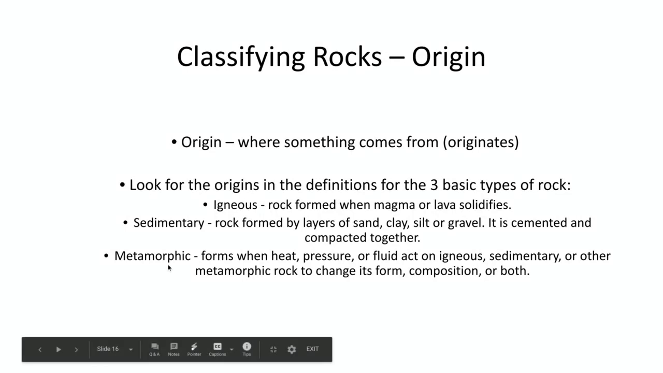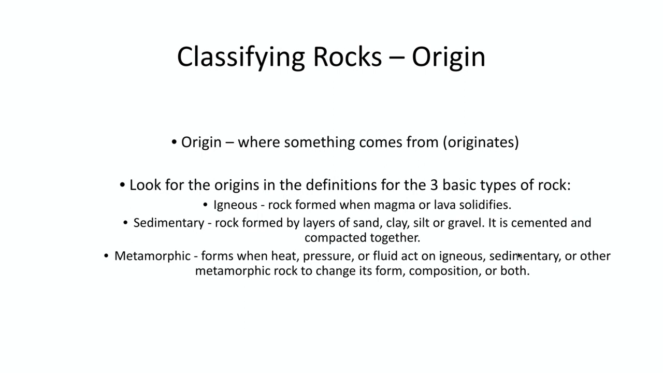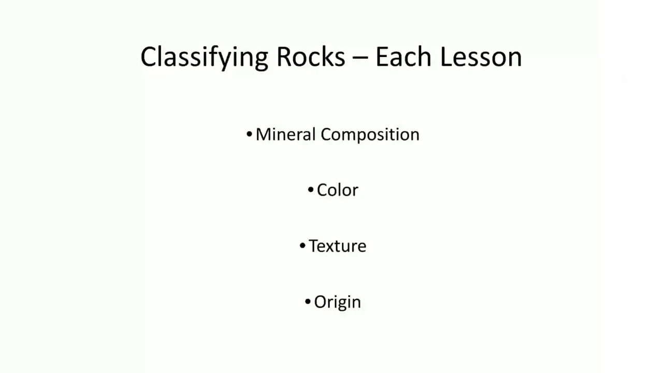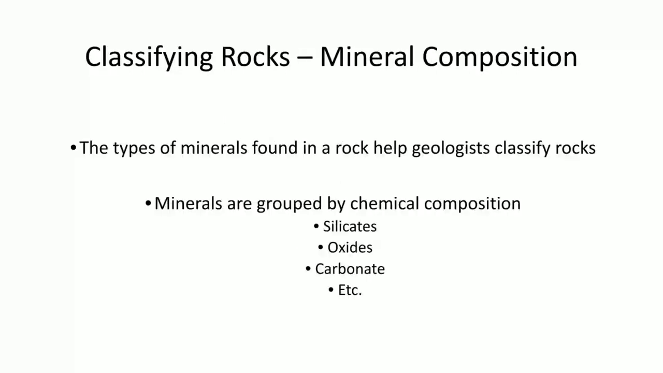And then finally, metamorphic rocks form when heat, pressure, or fluid act on igneous, sedimentary, or other metamorphic rock, and that's going to change their form, composition, or both. And we will look at the four criteria, and that's going to give us subcategories of metamorphic rock. All right. So for now, all you need to know is that when we classify rocks, we are going to be looking at mineral composition, color, texture, and origin. All right.